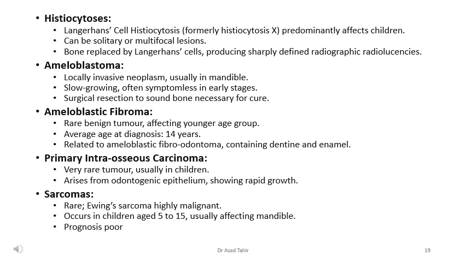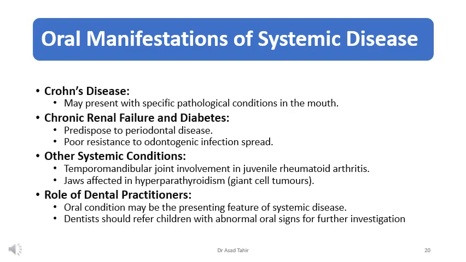Primary interosseous carcinoma. Very rare tumor, usually in children. Arises from odontogenic epithelium, showing rapid growth. Sarcomas. Rare, Ewing sarcoma, malignant. Occurs in children aged 5 to 15, usually affecting mandible. Prognosis poor.